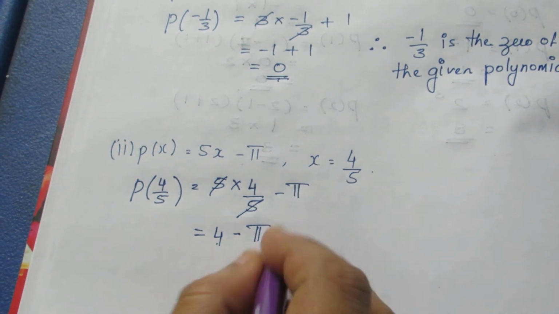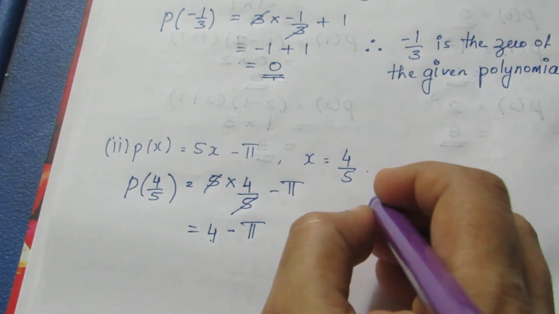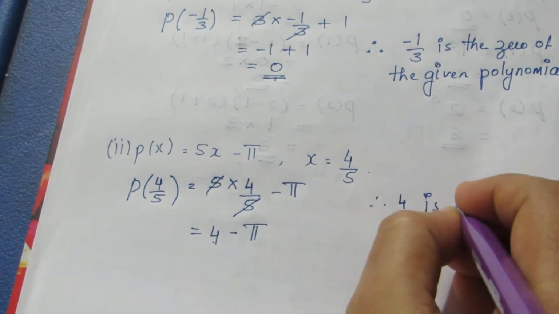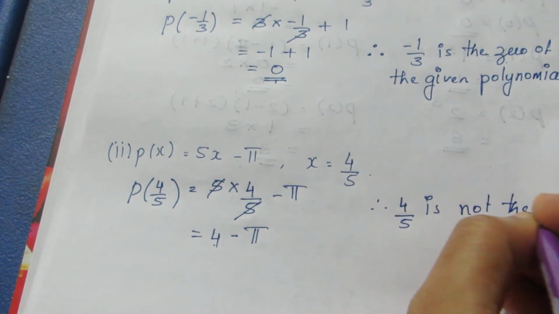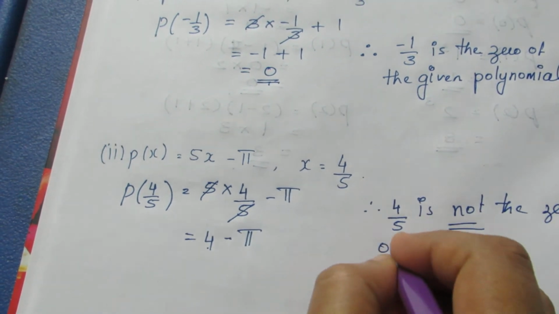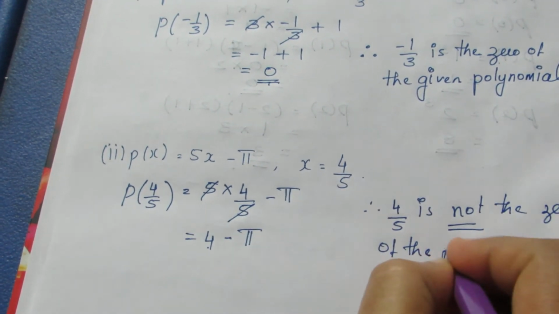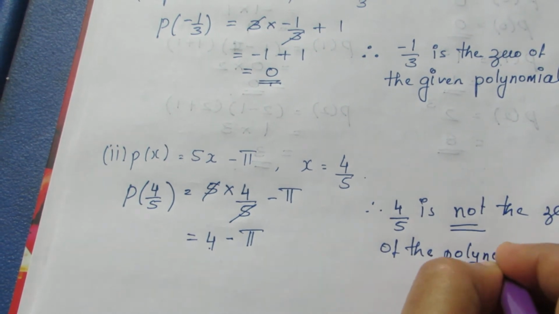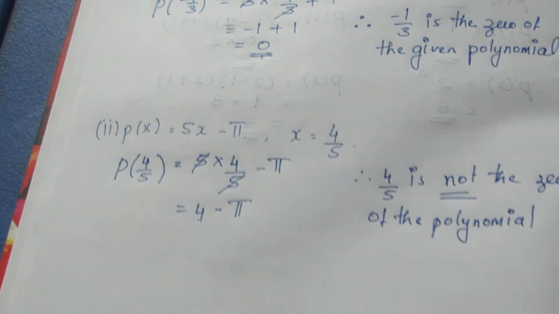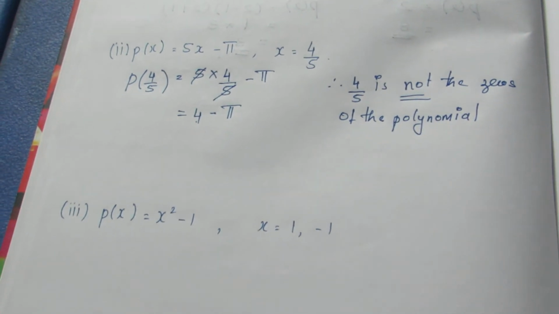As it is not a zero, we can write that, therefore, 4 by 5 is not the zero of the polynomial. We'll move on to the third one.